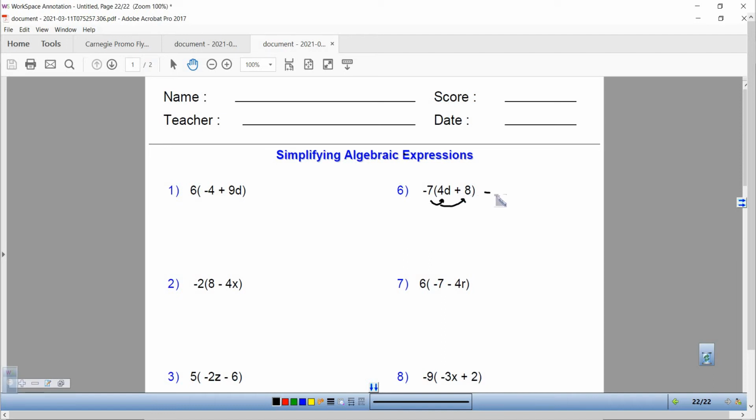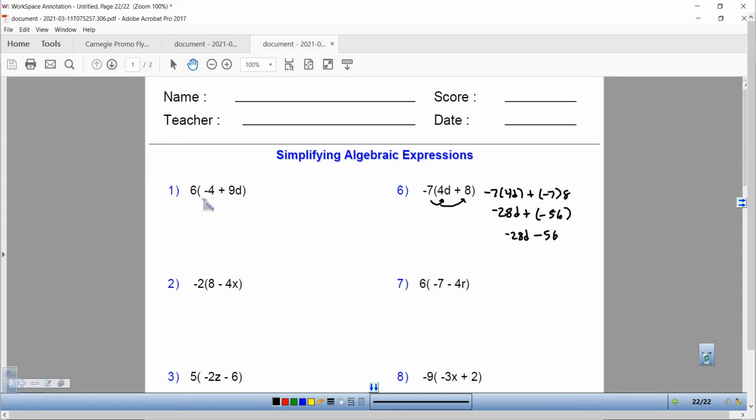So here we go. This is going to be negative 7 times 4d, and because that's a plus there, we're going to put a plus, plus negative 7 times 8. Negative 7 times 4d gives me negative 28d, plus negative 7 times 8 is negative 56. I think I've mentioned it before, we don't usually like to write plus a negative. We usually rewrite that as negative 28d, instead of adding a negative, we subtract a positive. Again, this is not incorrect, but this is preferable.